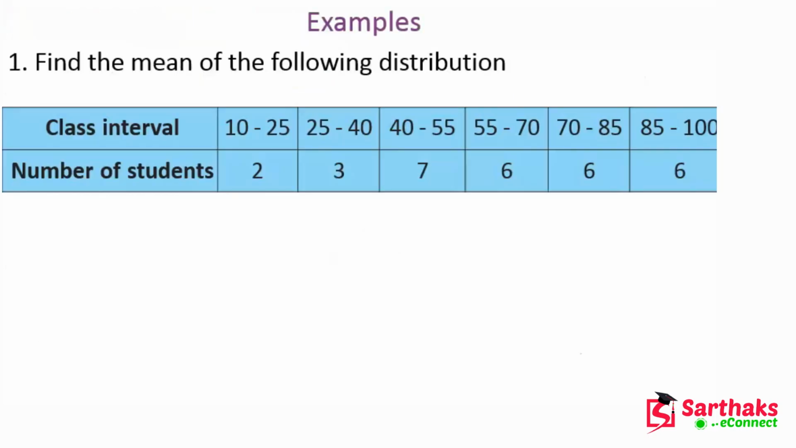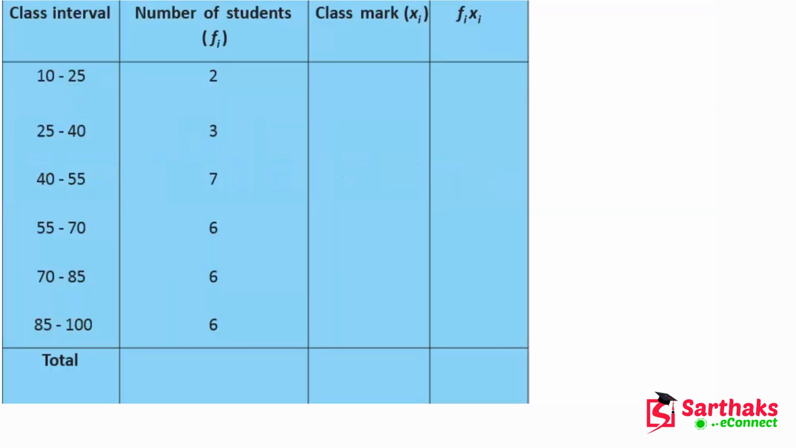We have a question, and in this question we have class intervals and the number of students. So now, first of all, let's create the table. We have the class interval, and we have fi, meaning number of students. This is the frequency.